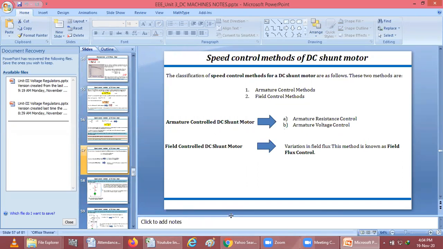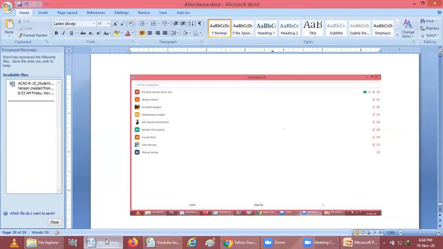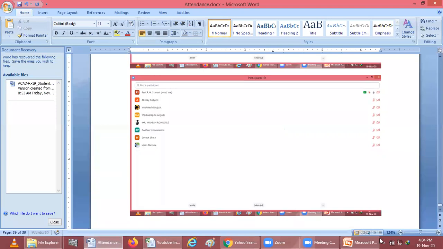We can see the remaining syllabus in the next session. Now I am taking your attendance. If anyone is facing any issue, you can ask.